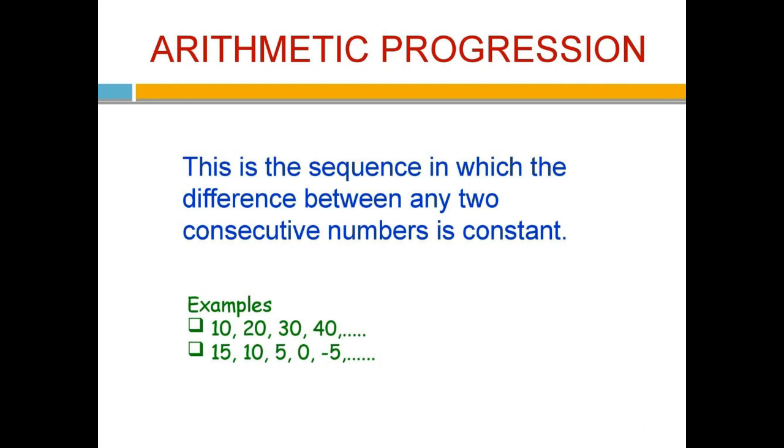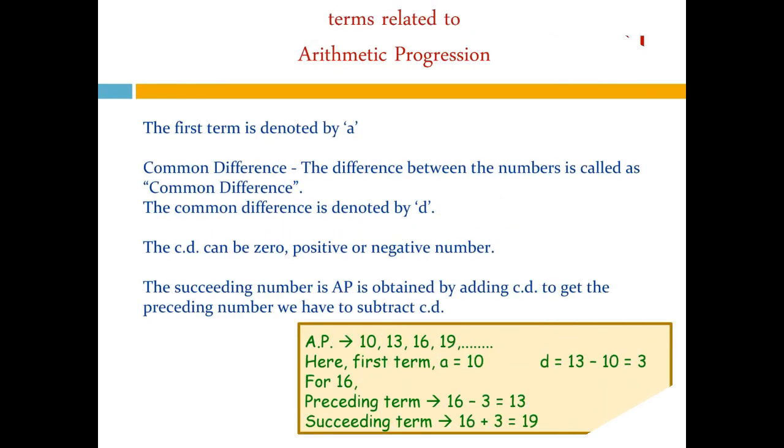In this chapter, we are going to study only one type of sequence, that is arithmetic progression. Arithmetic progression is the sequence in which the difference between any two consecutive terms is always constant. Now just check the examples given below. The first example, 10, 20, 30, 40. Here the difference between the consecutive terms is plus 10. In second example, that is 15, 10, 5, 0, minus 5. Here the difference between the consecutive terms is minus 5. So such sequence are called as arithmetic progression.